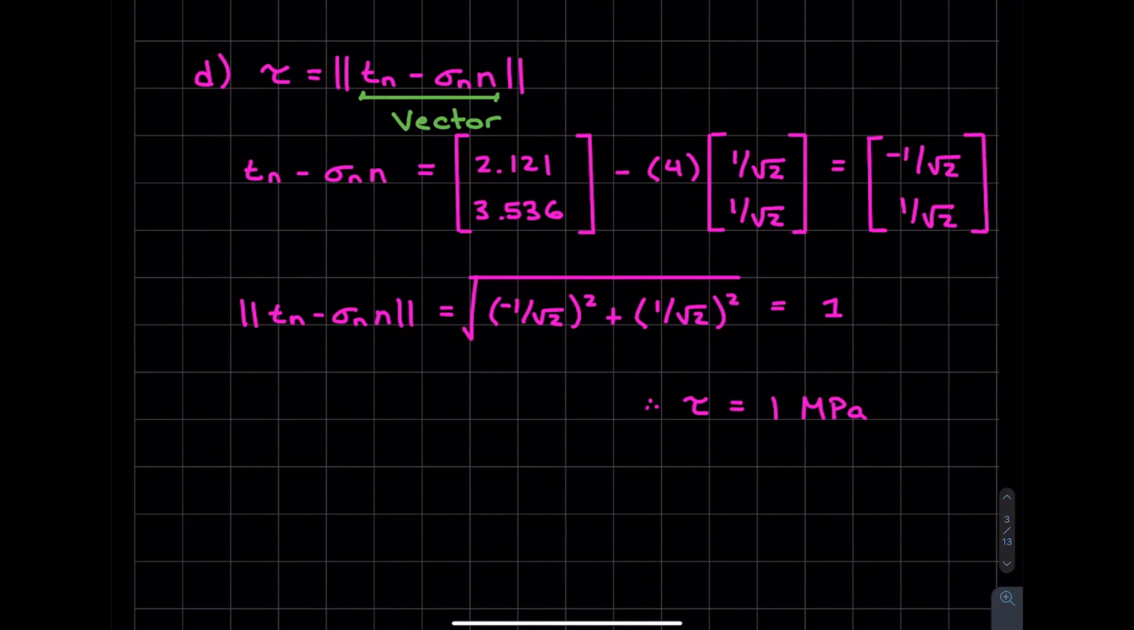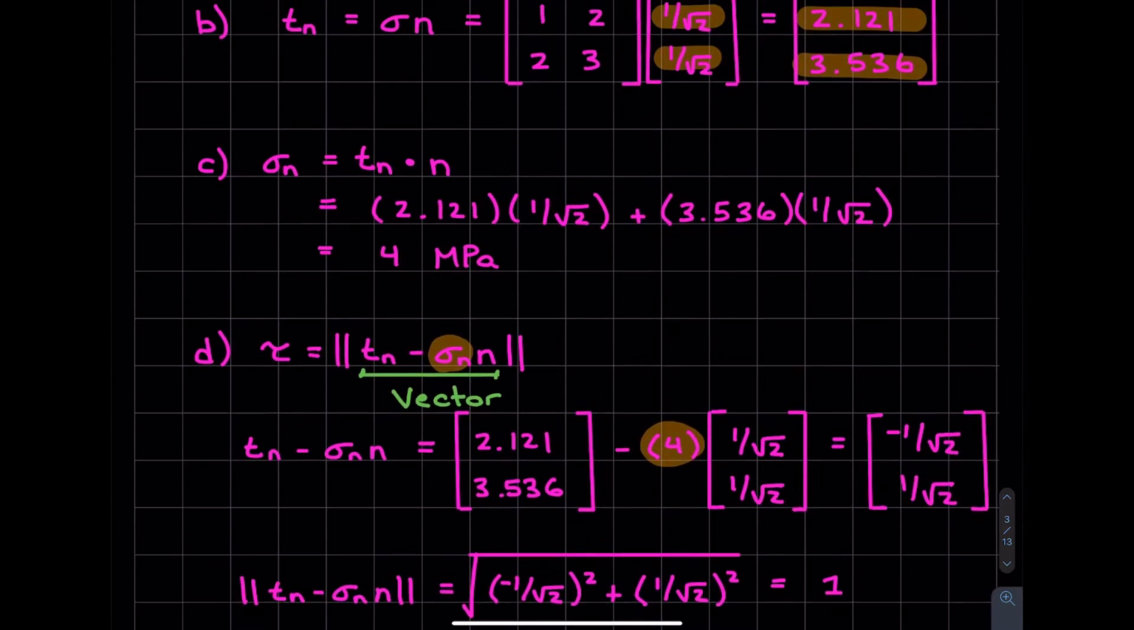Now, one last tip before we end this question: this is sigma n. You have no idea how many students will put that as sigma. Please don't do that. That sigma n, if we look down here, that's just 4. That's just a number. It's not the stress matrix. That's the key mistake that I see a lot of students make. And that's it. That's the question.